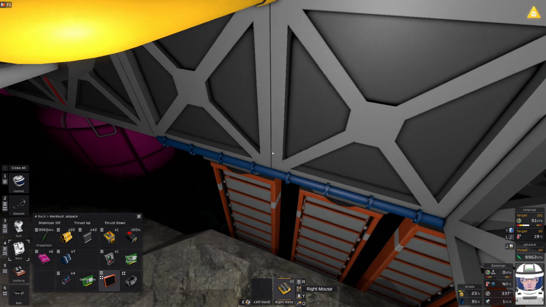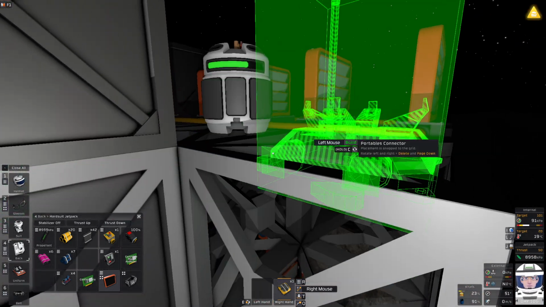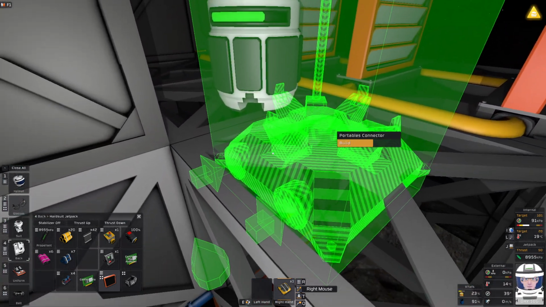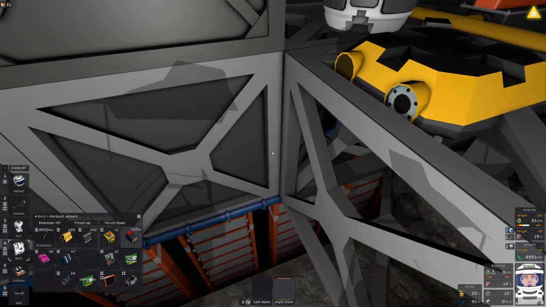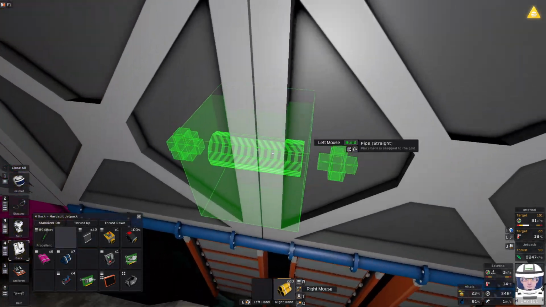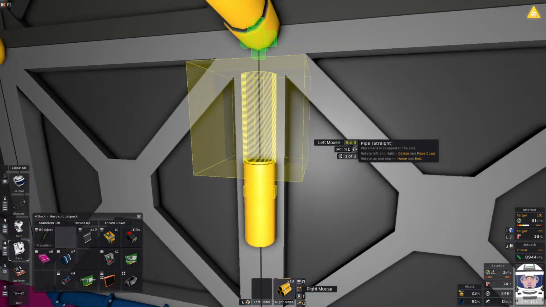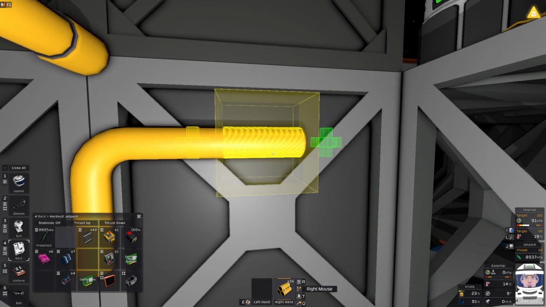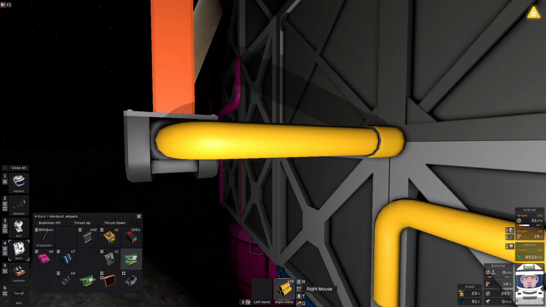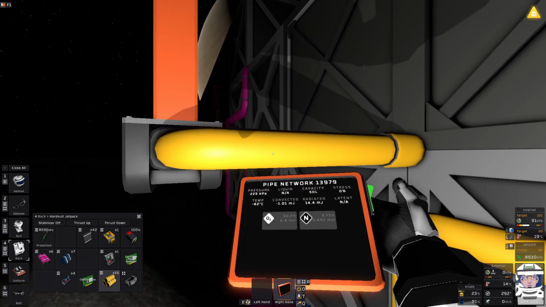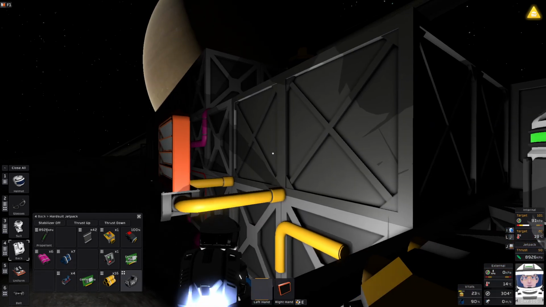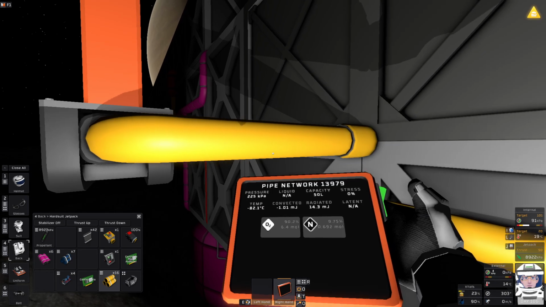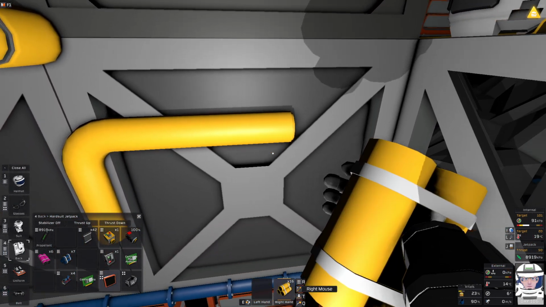Let's see. Yeah, so we're gonna connect the liquid there. That's where we'll connect the gas pipe for now. Let's go ahead and do that. And we don't want to use the gas in here because it's mixed. It has nitrogen and oxygen, which means one of them could end up freezing.